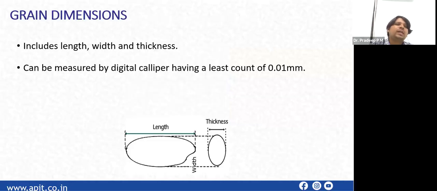Coming to the grain dimension, this is very important. The dimension of the grain is restricted to the variety. Each variety has its own dimension, mainly the length, width, and aspect ratio. And there are various ways in which it can be detected, by manual methods or by machines as well.